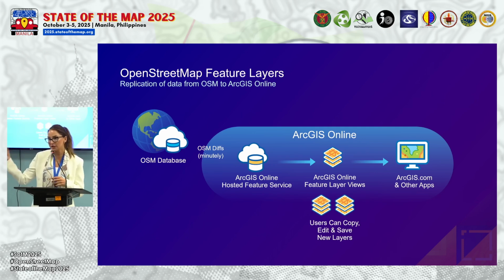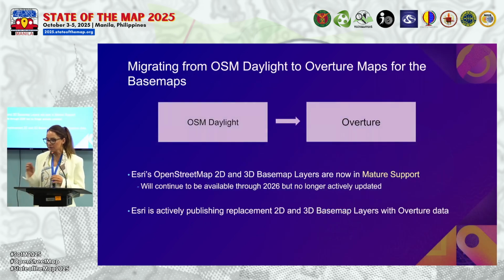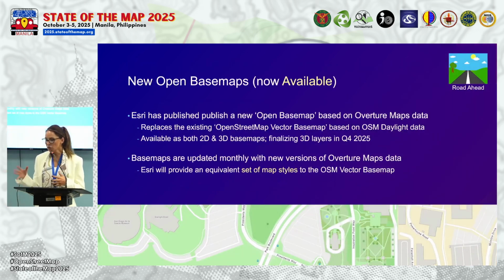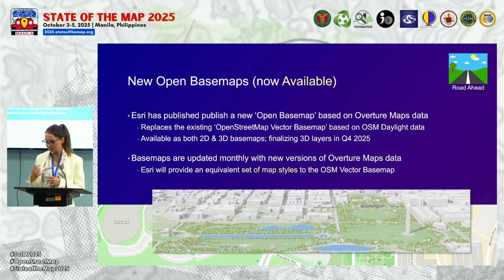And then they can use it in the applications and such. Recently, we're migrating OSM Daylight to Overture Maps for our base maps. So those are some of the enhancements that we have. We published Open Base Map based on the Overture Maps dataset, and they're both available in the 2D and 3D base maps. These base maps are updated monthly by getting the data with the new version of Overture Maps data.